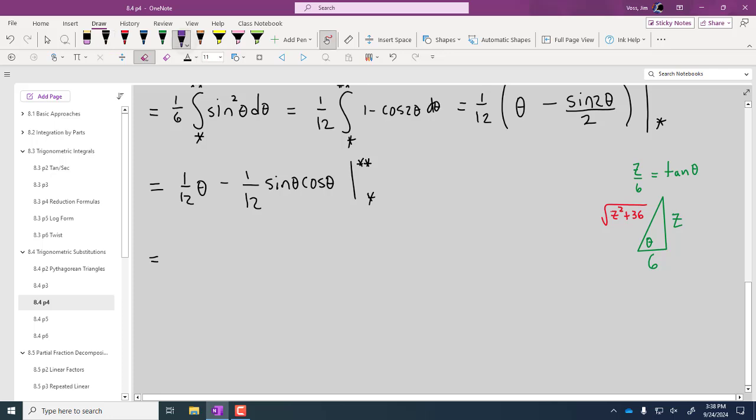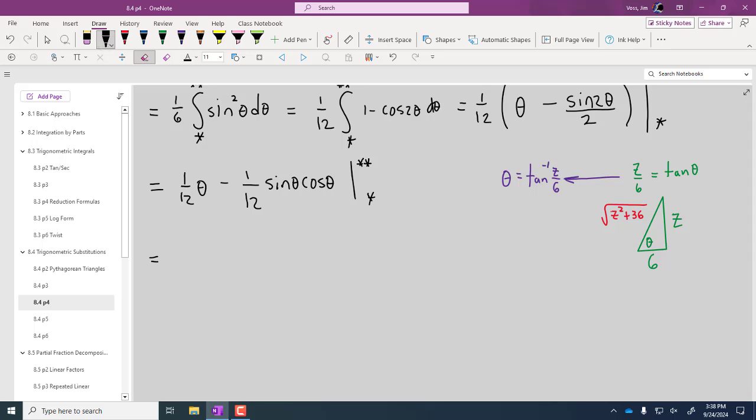Just an observation. So here is where we can solve for theta. Theta will be the inverse tangent of z over 6. So now we can fill in all the blanks. We have 1/12 arctan of z divided by 6.